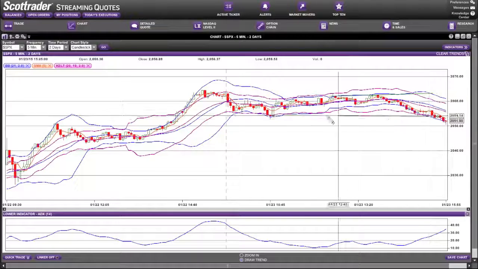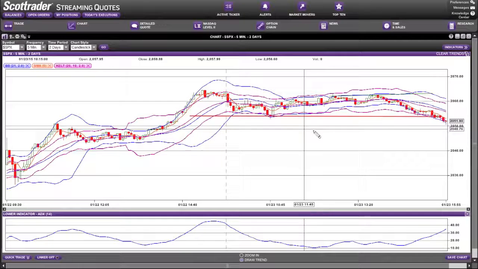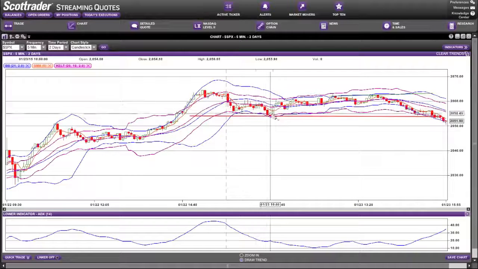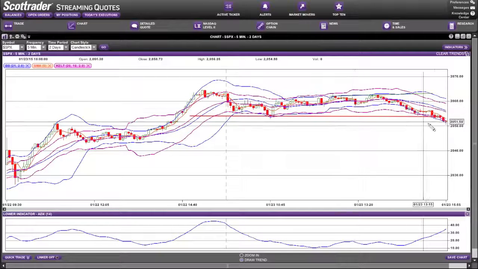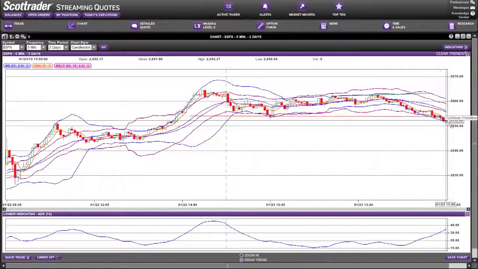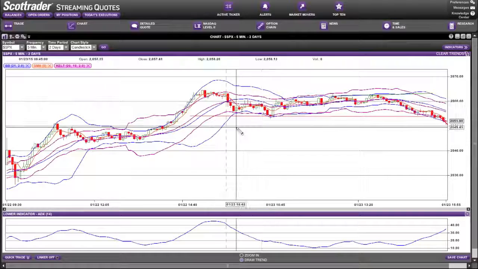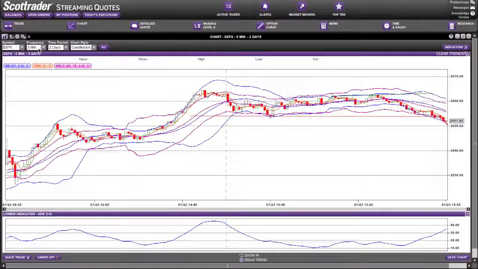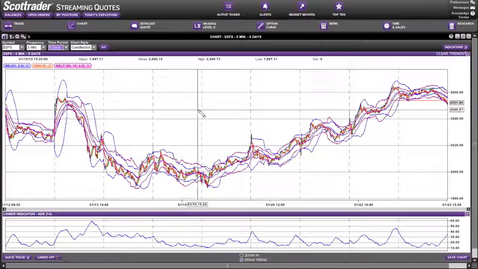So pretty much in line with that price support on that lower Bollinger Band. And then prices did fall from there. Tomorrow, not tomorrow, I should say Monday.